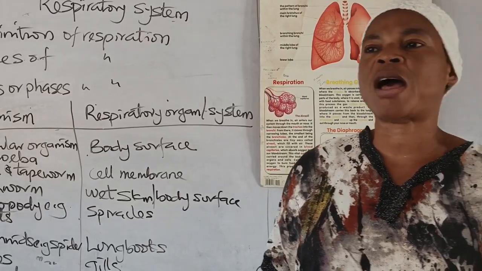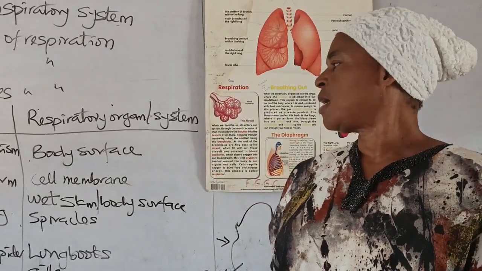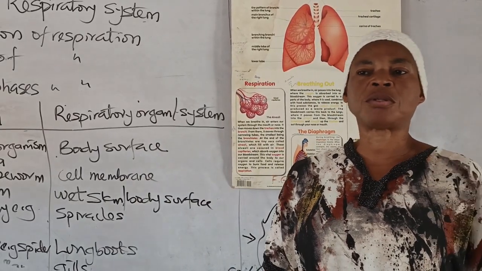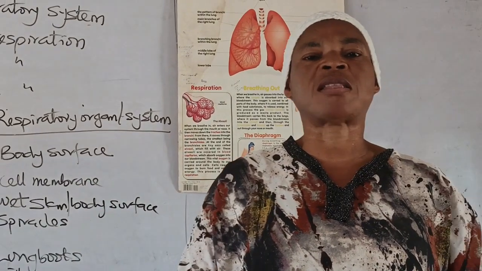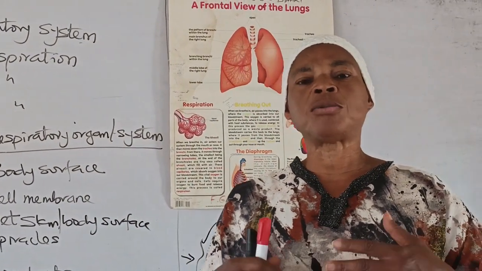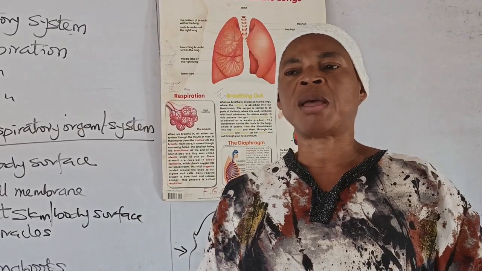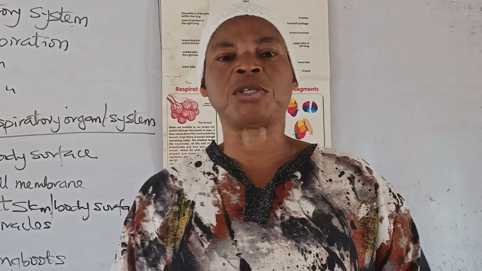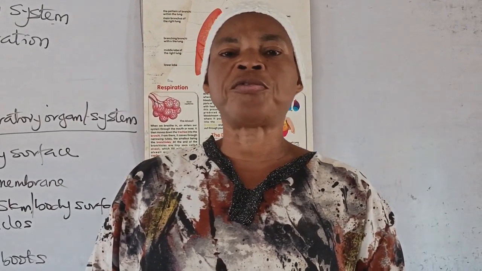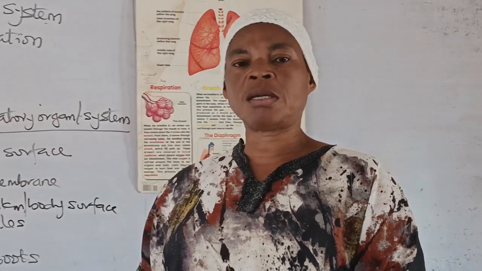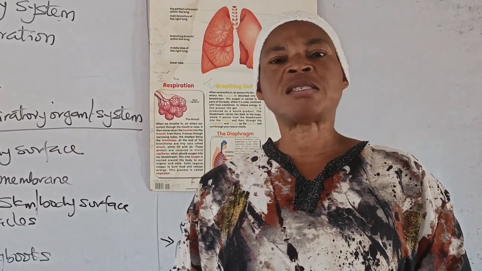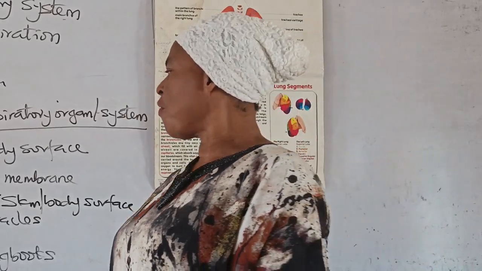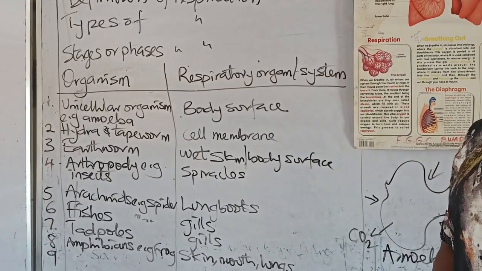And then we have that of the insects. For example, the insect has spiracles. The spiracles are small openings found on the abdomen, and they always open into the tracheal system. The tracheal system also spreads extensively throughout the cells of the insect, so that it's able to get enough oxygen. And then we also have the amphibians.